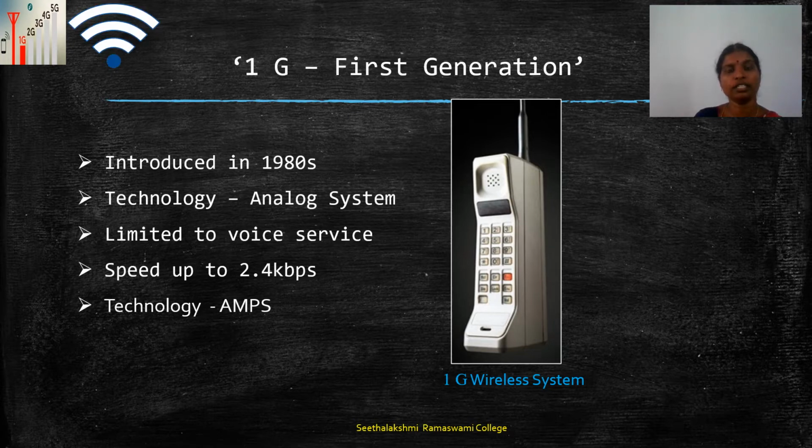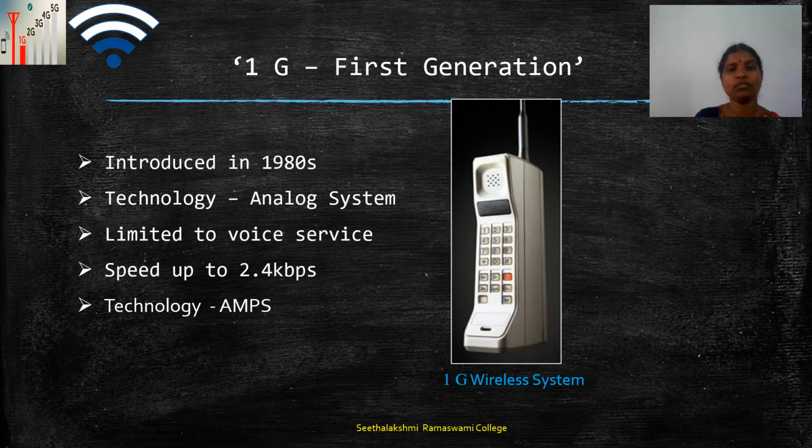1G technology used the analog radio signal. Through this network, the voice call gets modulated to a higher frequency of about 150 MHz, and this was done with the help of FDMA, that is frequency division multiple access. The maximum speed of 1G is 2.4 kbps.